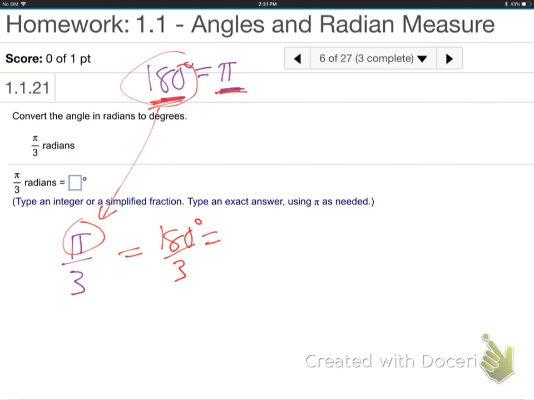What's 180 divided by 3? How many times does 3 go into 18? 6. So that'd be 60 degrees and we're done. That's easier. So if there's a pi already there, just pop a 180 right in there. Good? I'm going to keep on moving.